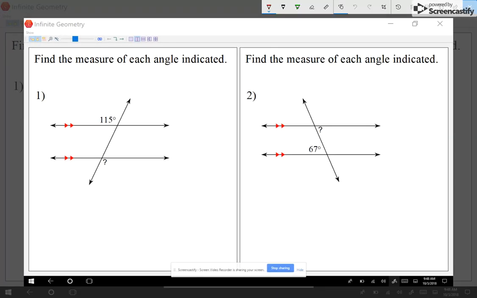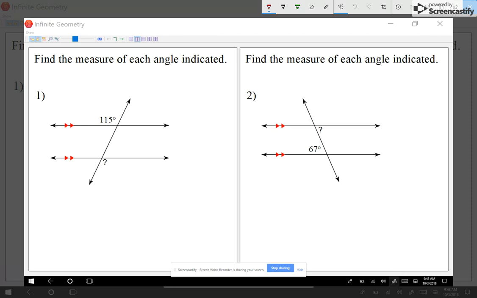We're going to be looking at parallel lines with a transversal. So I'm going to show you lines, and the little red arrows right here are specifying they're parallel, and the line that crosses the parallel lines is what we're going to call the transversal.